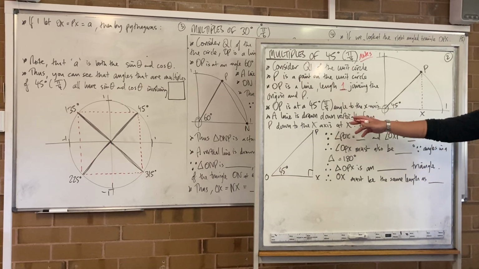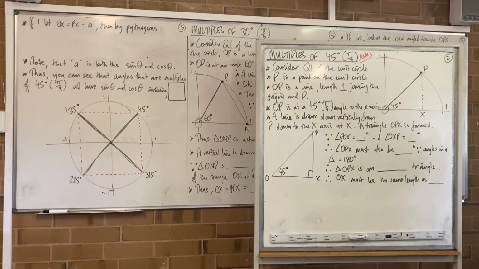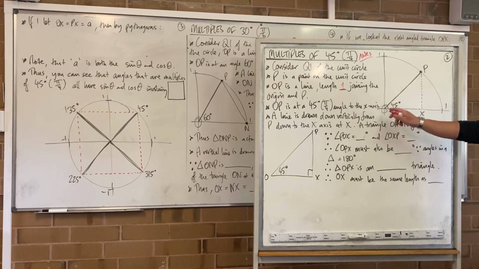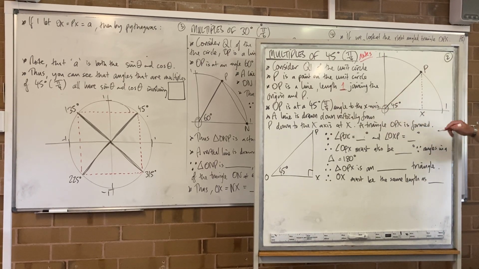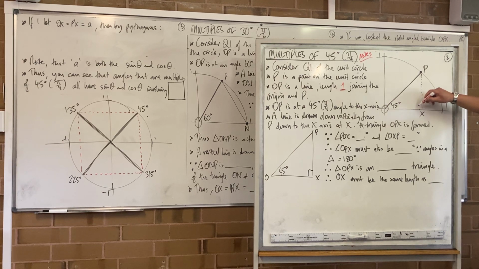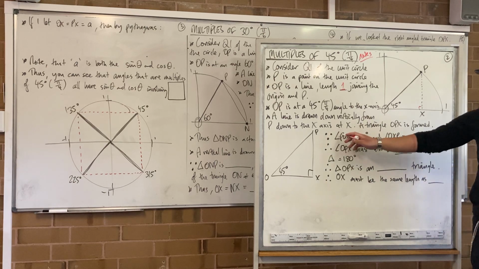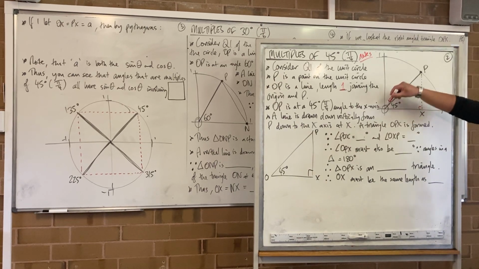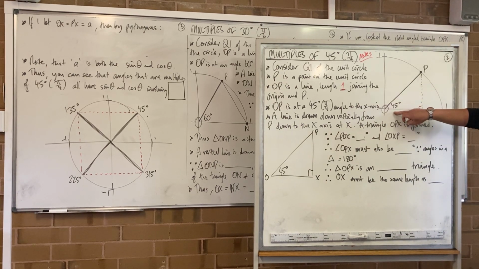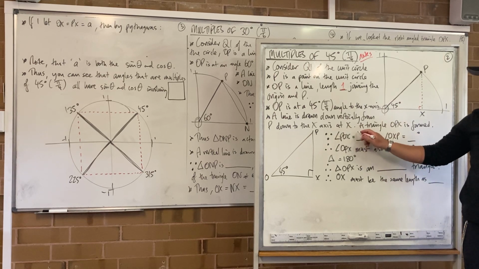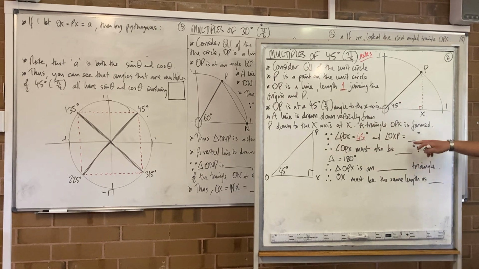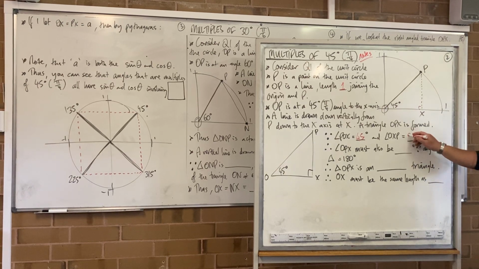A line is drawn down vertically from P down to the x-axis at X. So do you agree that a triangle is formed here? If this is drawn vertically, what angle would this be? 90 degrees, so I'll indicate that. So angle POX, this angle is 45 degrees. What angle must OXP be? You just told me, because I drew it 90 degrees.